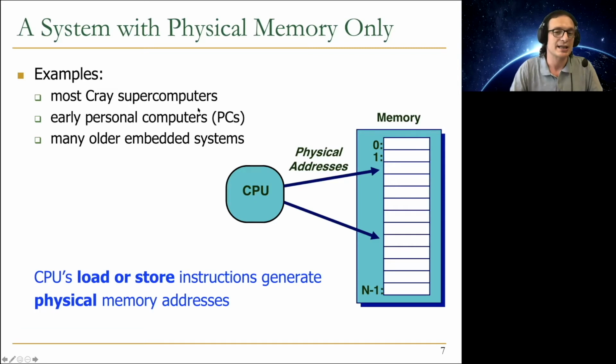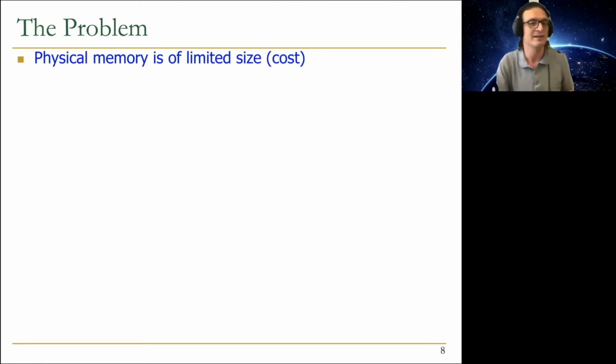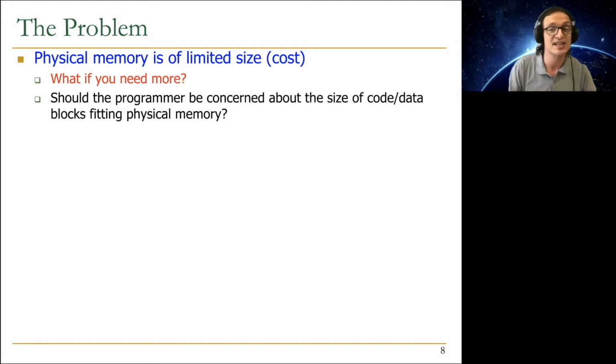So basically, why do we want it then? Basically, the problem is physical memory is of limited size because of cost reasons, as we discussed. What if you need more? Should the programmer be concerned about the size of their code and data blocks fitting physical memory? What if the code and data doesn't fit physical memory? What does the programmer do? Does the programmer need to explicitly bring the data from the disk to the physical memory? In fact, that's what people used to do in the past when automatic virtual memory management was not present.